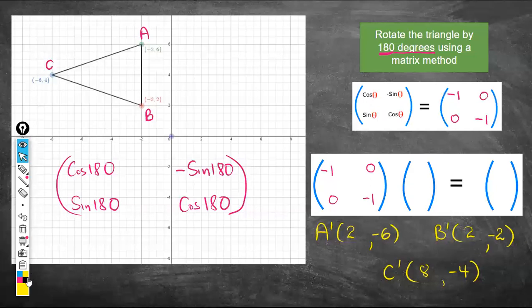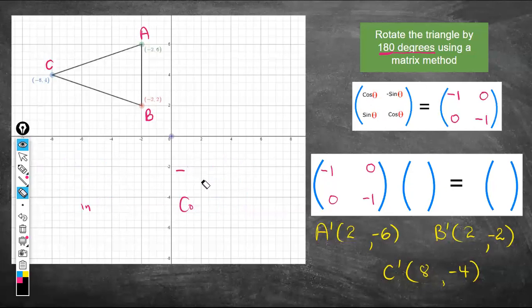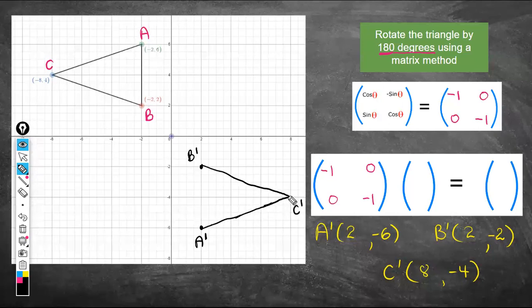All right, so let's plot these points here now. Oh, I had to get rid of this thing here. It's blocking my view. Let's see. A is 2, minus 6, so point A prime will end up down here. B prime is 2, minus 2. And C prime, 8, minus 4. It ends up somewhere down here. And when you connect it, that's your rotation of 180 degrees. Of course, clockwise or anti-clockwise is irrelevant.